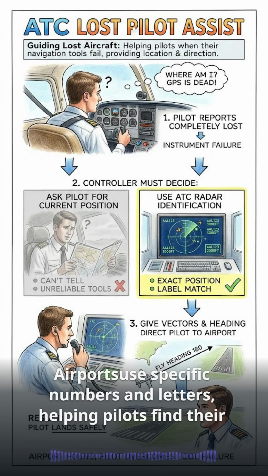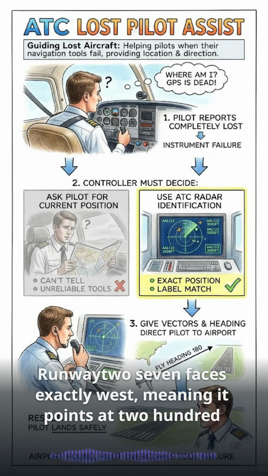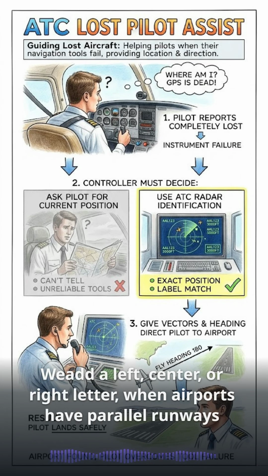If a runway faces exactly east, it will be called runway 9 for 90 degrees on the compass. Runway 27 faces exactly west, meaning it points at 270 degrees on the compass. Read a left, center, or right letter when airports have parallel runways sitting next to each other. This stops pilots from landing on the wrong runway, keeping the busy airport traffic flowing very smoothly.